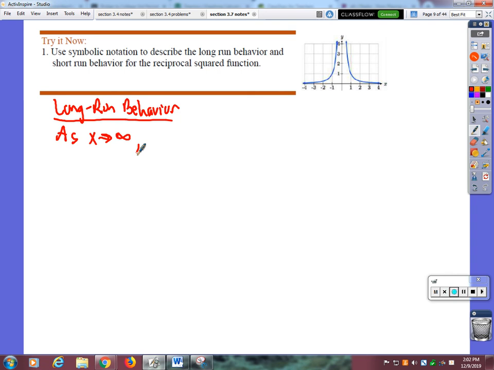What is it? But we need to be more specific. What value does it get closer and closer to? 0, right. So as x approaches infinity, y approaches 0. And then as x approaches negative infinity, so if we go the other way, what does y do as we go to the left? Yeah, also, not equals, y also approaches 0, okay? So that's called the long run behavior because that's what's happening a long ways away from the middle of the graph.